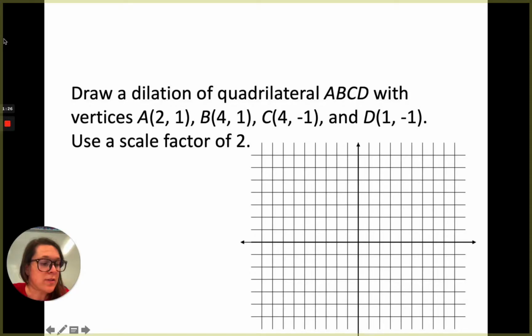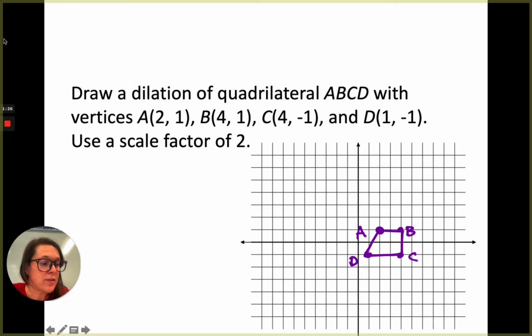So here we're asked to sketch quadrilateral ABCD inside the coordinate plane. So if I have a vertex at 2, 1, I'm going to go to the right 2, up 1, which would put point A right here. B is at 4, 1, so that looks like it's going to be right there. C is at 4, negative 1, and D is at 1, negative 1. Almost a rectangle, but not quite. So now I'm going to connect my dots. It looks like we have a trapezoid there.